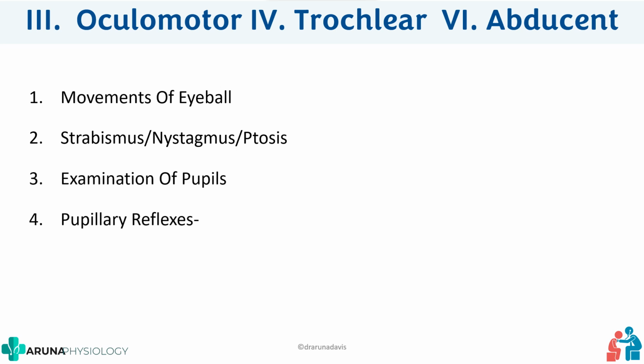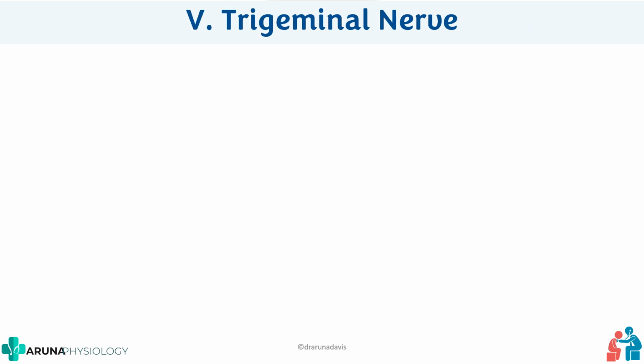Okay. So the next cranial nerve that we have to test is the trigeminal nerve, which is the 5th cranial nerve. We know the trigeminal nerve has sensory as well as motor action. So we will see how to test each. First, the test for the sensory functions.